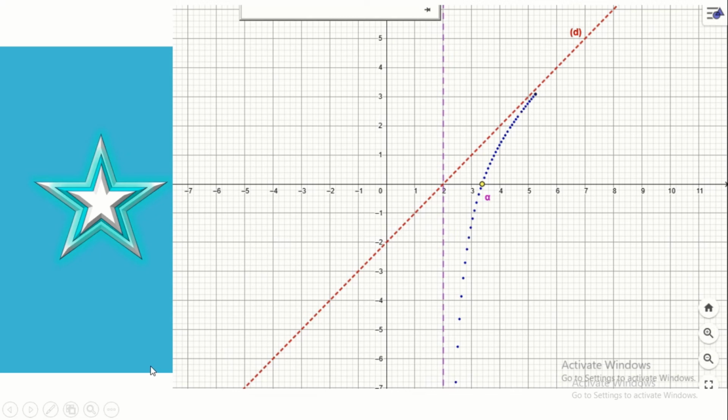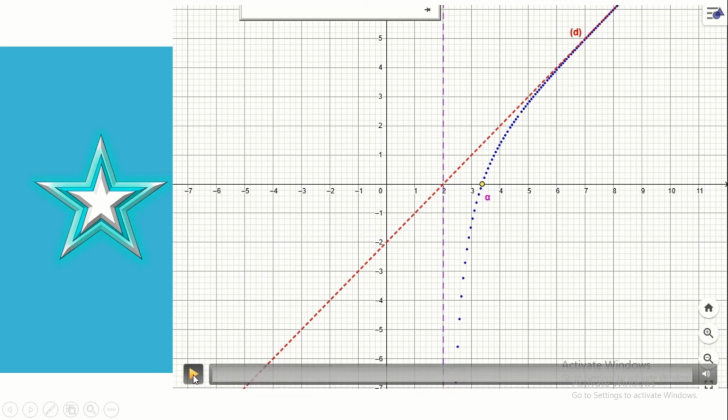Now let's draw the curve of f. First of all, we should draw the asymptotes. Here, the first is the vertical asymptote, which is x equal to, and the second is the oblique asymptote d, having the equation y equals x minus 2.